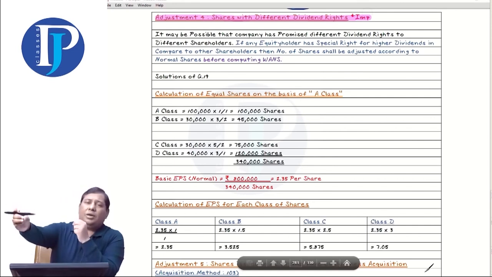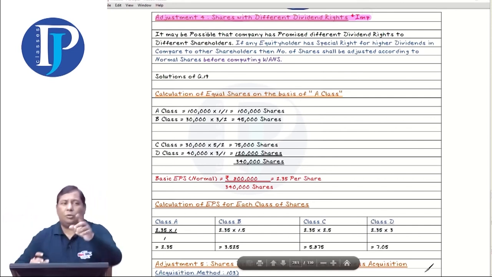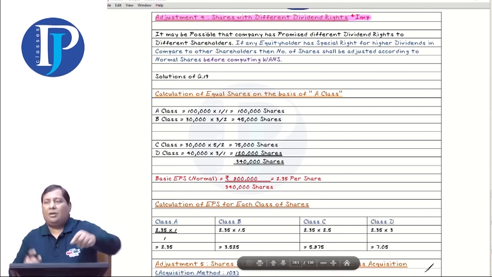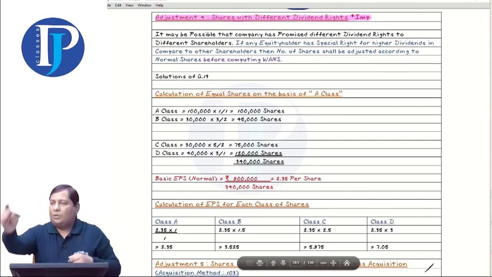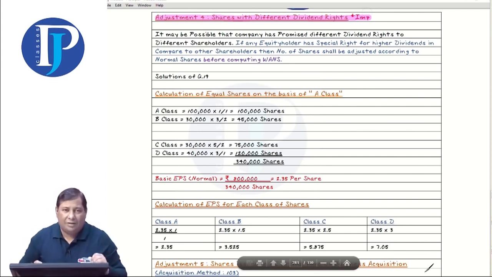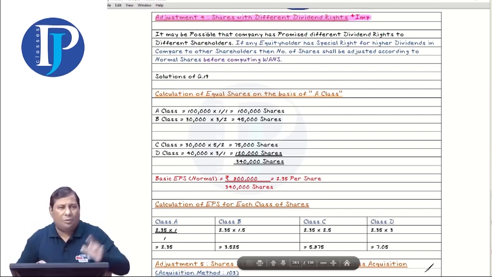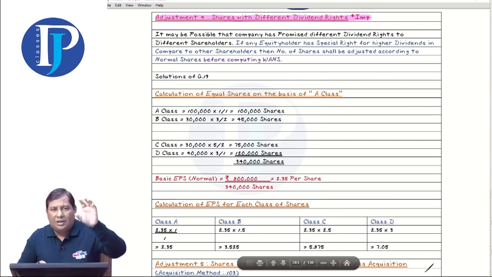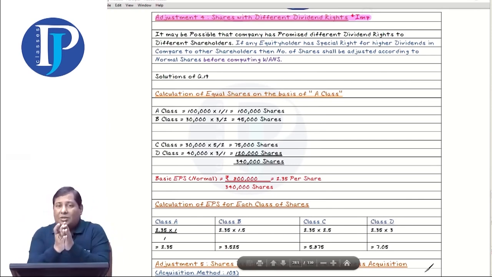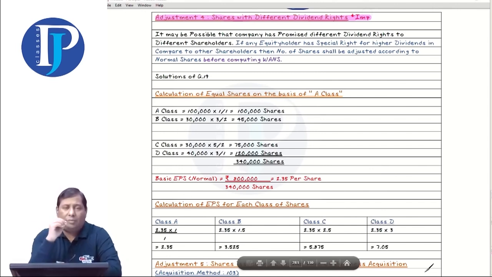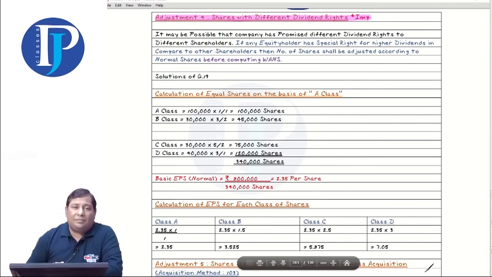For example, generally if the company gives a 10% dividend, you might get an extra 2%. If they are getting 8, you will get 10. If they get 10, you will get 2% extra. Say a class of people is to get 4% extra over the normal dividend. If the normal is declared at 5%, you will get 9%. If the normal dividend is declared at 10%, you will get 14. If you have given any special dividend rights to a class of shares, then this concept will prevail. So it will be given in the question that this class has extra dividend rights compared to the normal dividend.